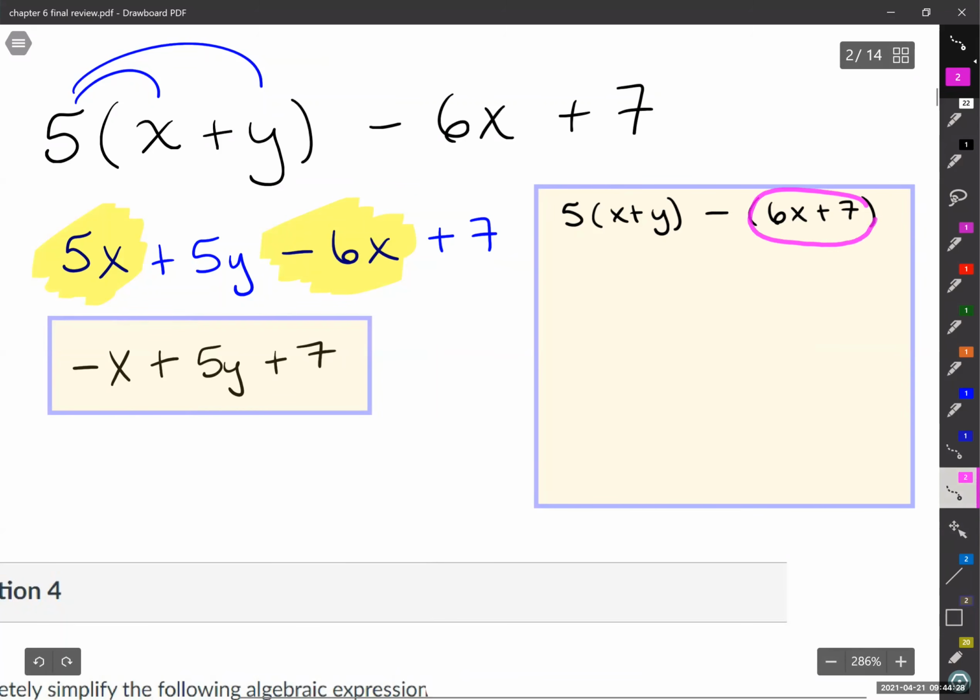The only difference is that the 6x plus 7 is offset in parentheses. So the minus needs to distribute not only to the 6x, but also to the 7. Whereas here, the minus only went to the 6x. So if y'all would simplify that.